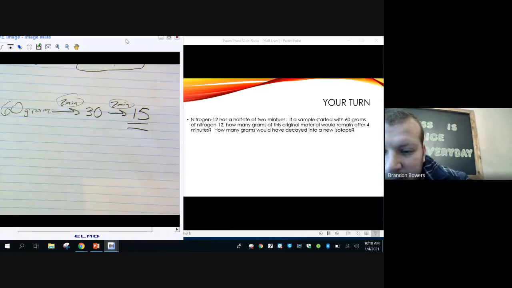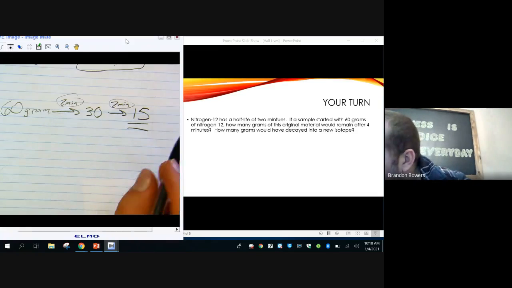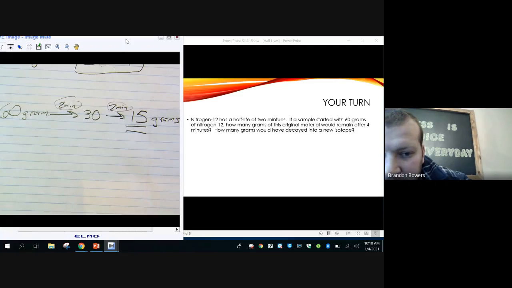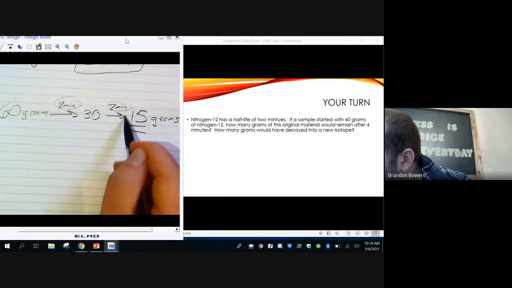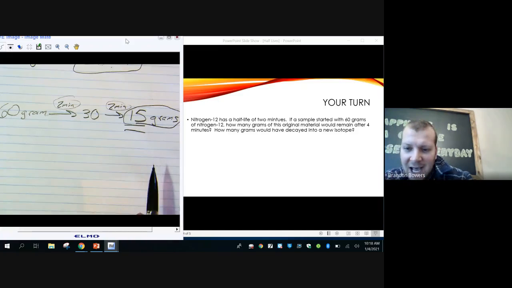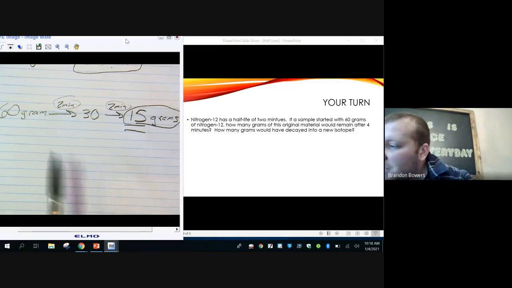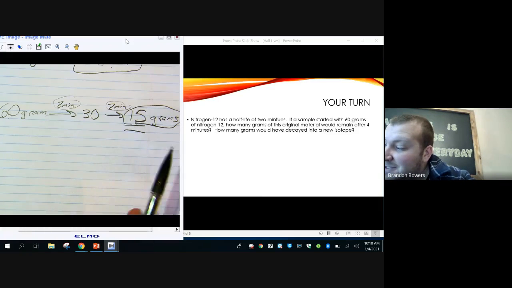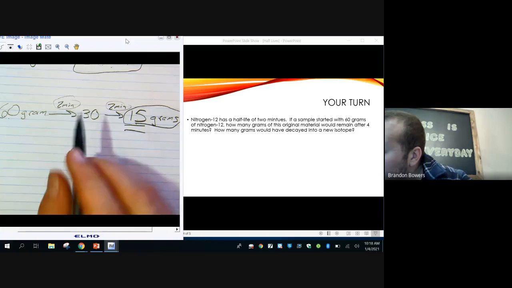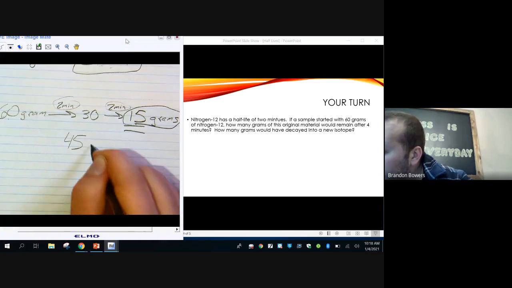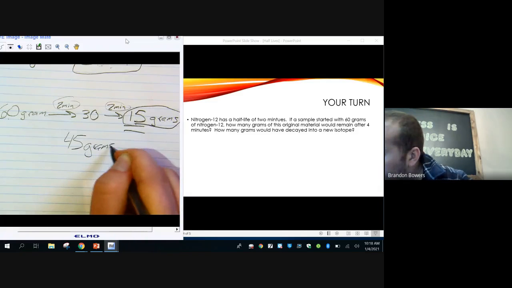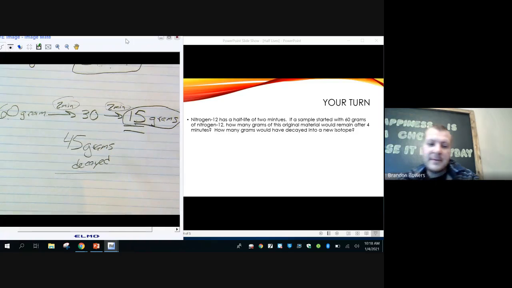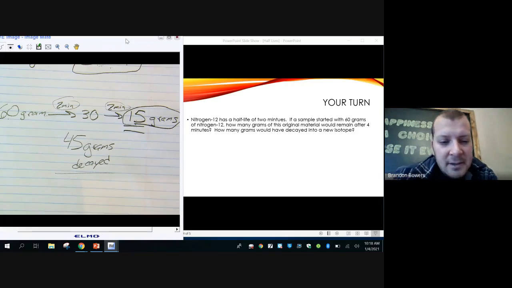So what amount of the original material did I have? Original material, I have 15 grams left. All right, so that's the first answer. The second question said, how many grams decayed? Well, if you started with this amount and you finished with this, how many grams decayed? Well, 60 minus 15, 45 grams decayed. And that's how you would solve that.